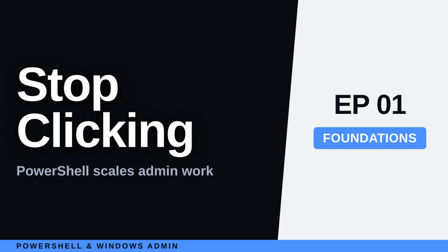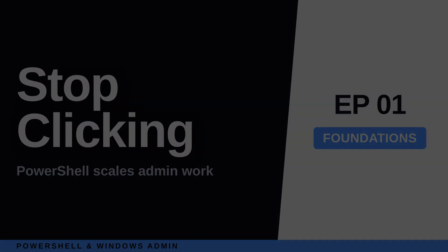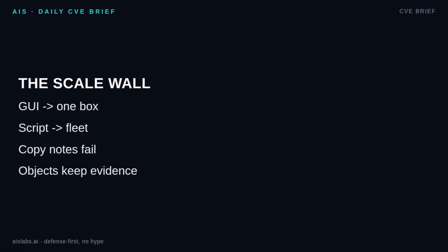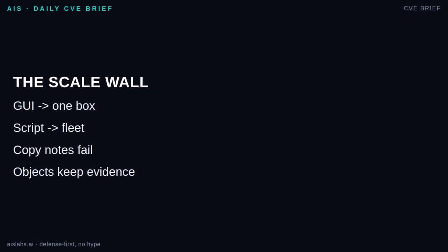The failure was not effort. The failure was using one-machine tools for a fleet question. The graphical interface is not evil. I use it every day for discovery, weird one-offs, and confirming what a setting actually means. But clicking scales to one machine, maybe 5, if you are patient and caffeinated. It does not scale to 10,000 endpoints, 200 servers, or a compliance request due at noon.